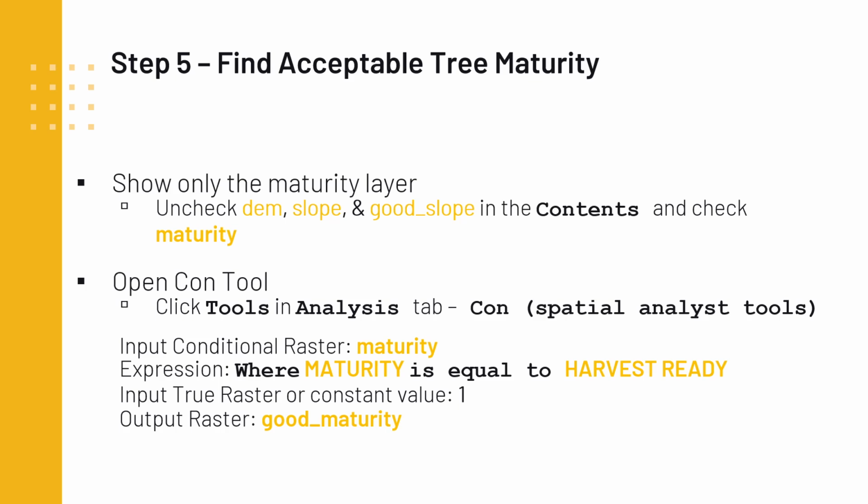For the Input Conditional Raster, you're going to use the Maturity layer. For the expression, you're going to get the expression where maturity is equal to harvest ready. For Input true raster or constant value, I want you to put in 1. So wherever it's true, we're going to put in a value of 1. The output raster we're going to create is good maturity. Very similar to how it worked in the raster calculator, anywhere that meets our criteria is going to have a value of 1. Anywhere that does not will have a no data value.